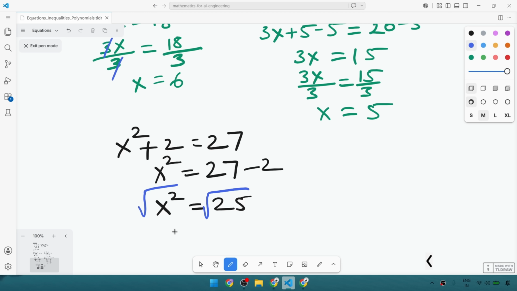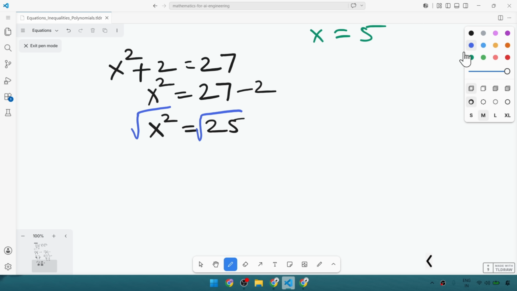You can write it into the second line also. So now what will happen? This square root will cancel this particular square. So now what we will be getting? We will be getting x here. And at the right hand side, square root of 25 will be 5, right? It is a perfect square.